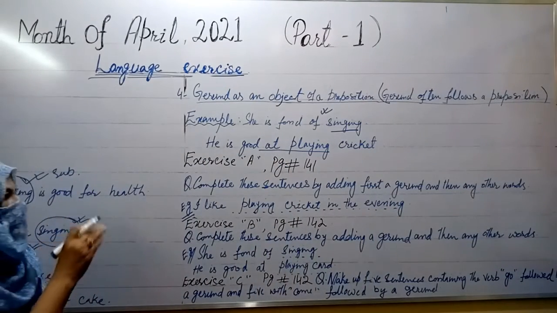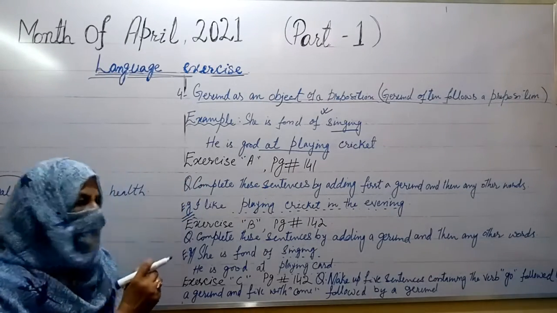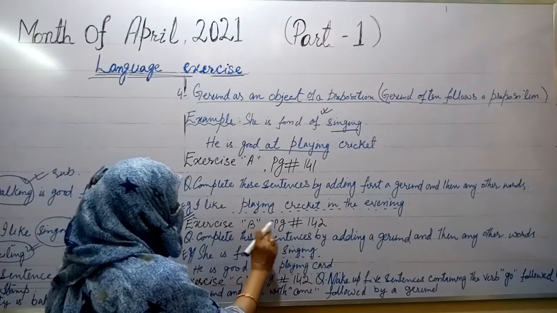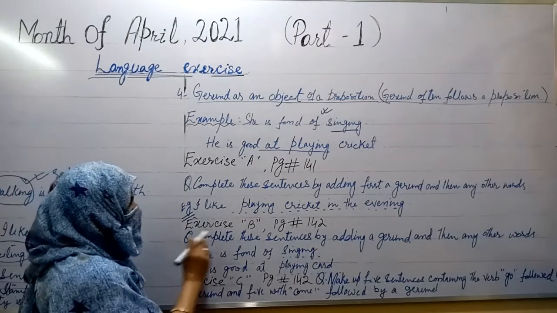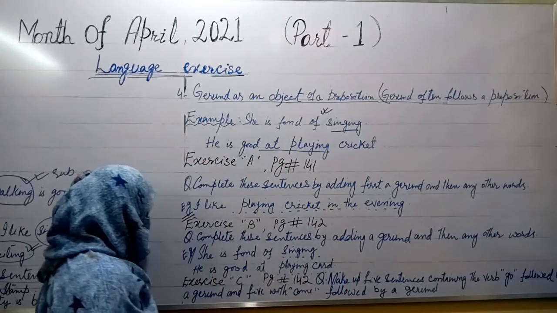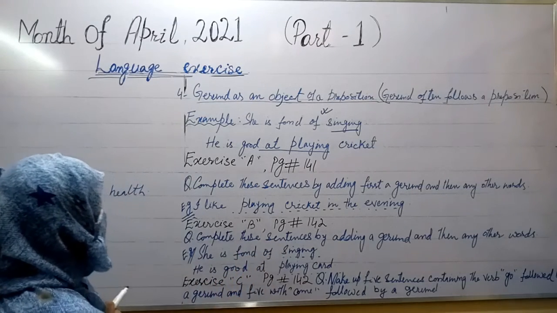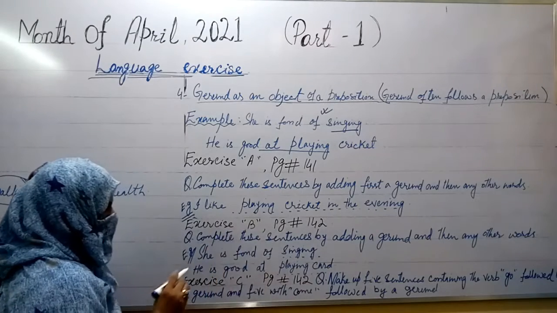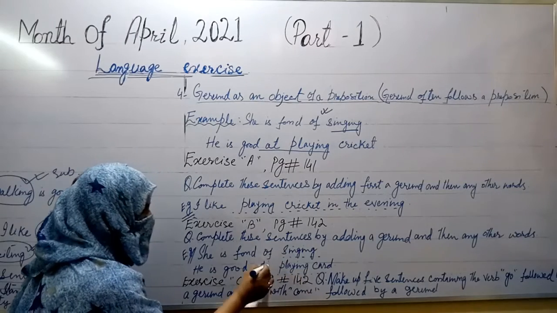The remaining sentences of this exercise you will solve yourself, as I have done here. Okay, beta? Let's move towards the next exercise. Next exercise is exercise B from page number 142. Question is, complete these sentences by adding a gerund and then any other words. Example, she is fond of singing. Okay, beta? Next is, he is good at playing cards. You are looking here before singing preposition of and before playing preposition at.